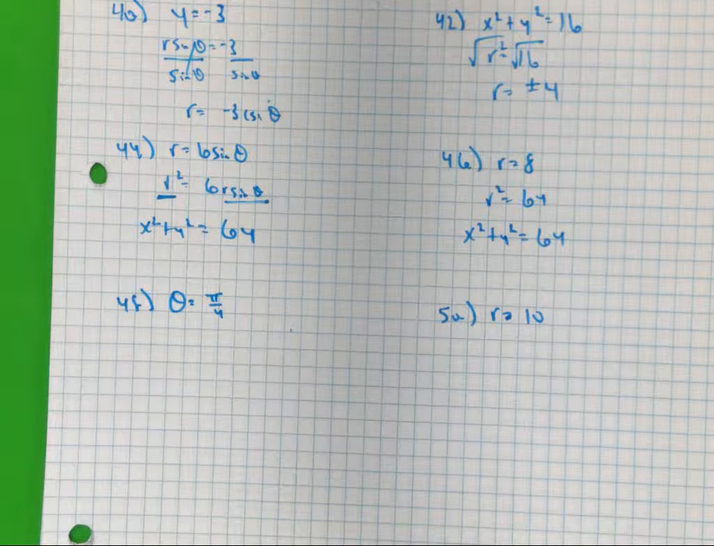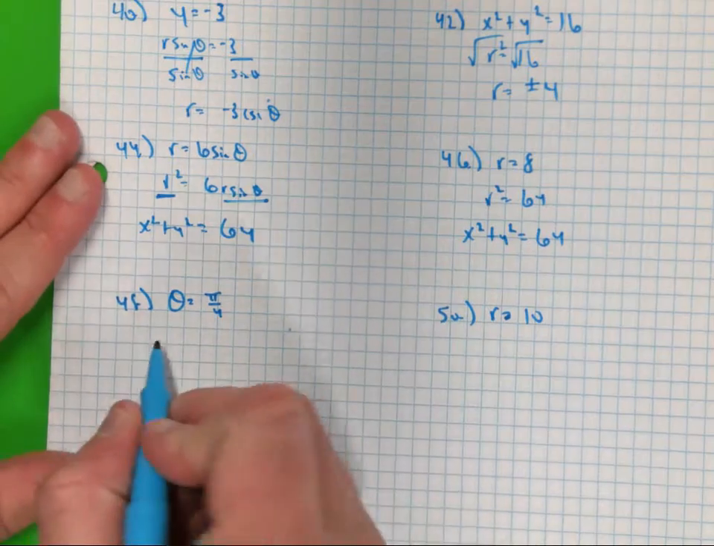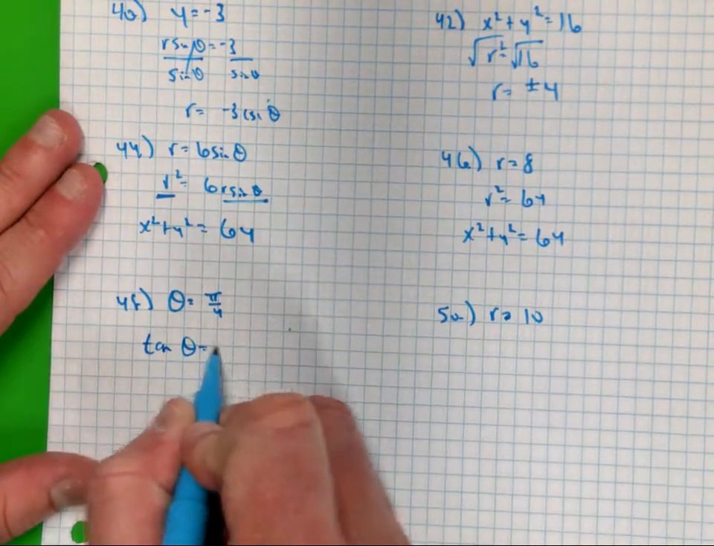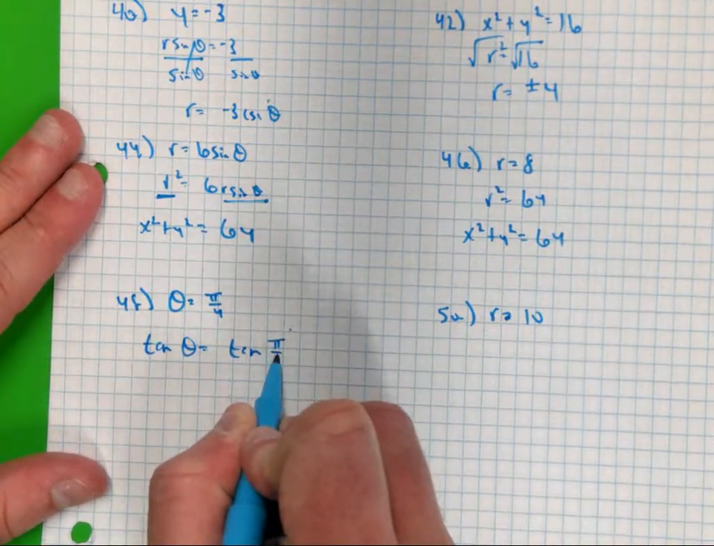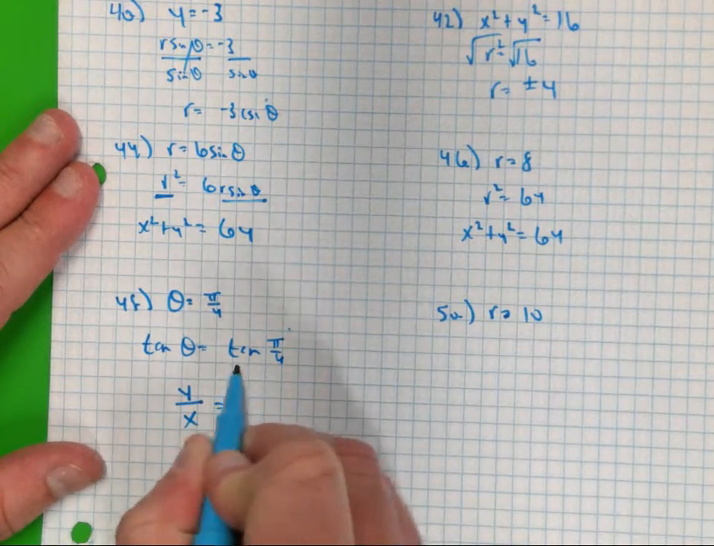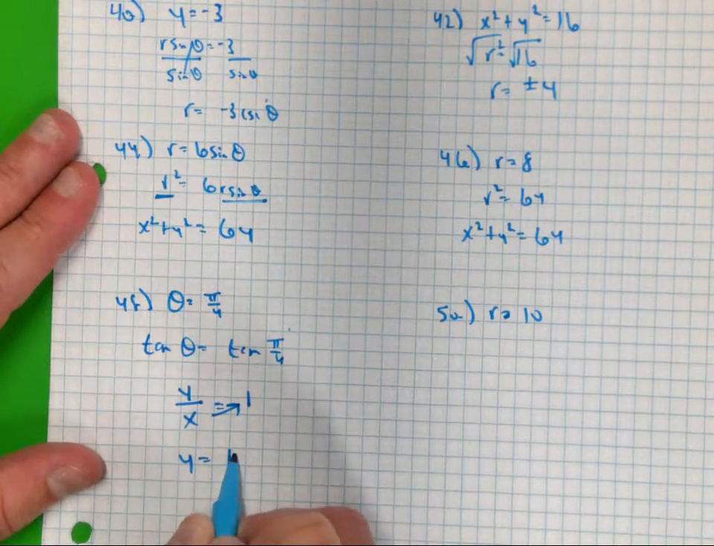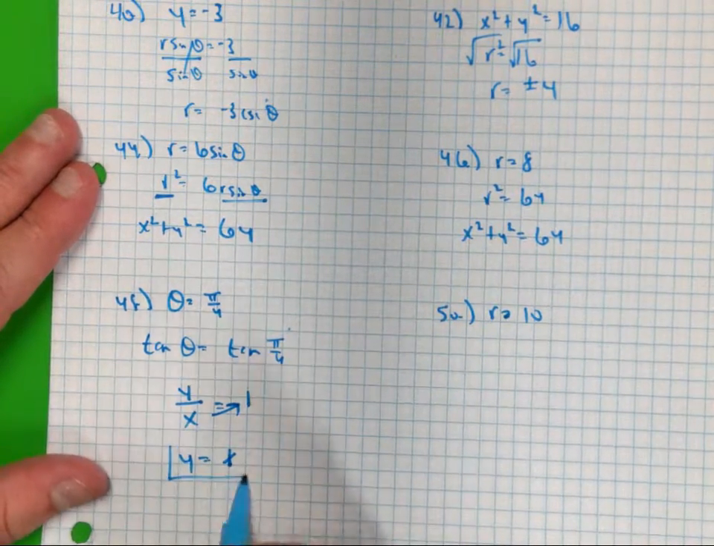Number 48. When we have the theta, we talked about this one yesterday. What do we need to do? Take the tangent of both sides, because when you do that, you can rewrite the definition of tangent. Y divided by x. What's tangent pi over 4? Then cross what? And y equals x would be my answer.